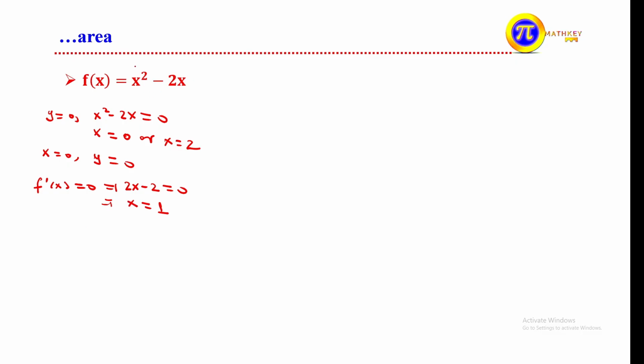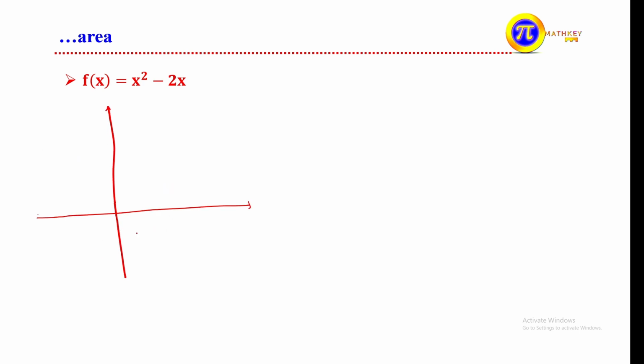Since it opens upward, it has a minimum value at the critical number, that is 1. That means when x is 1, the value of y is negative 1. So its minimum value, or the vertex, is (1, negative 1). This is the minimum value for the given function, that is negative 1, at the critical number. If that's so, we can sketch the graph.